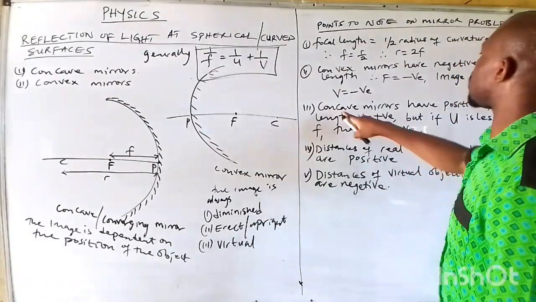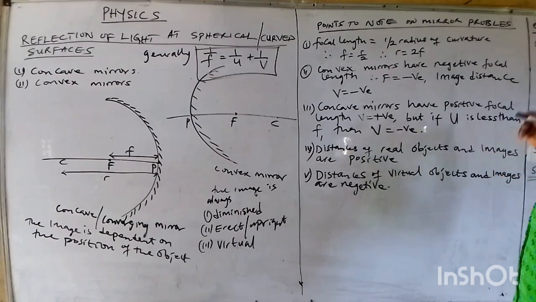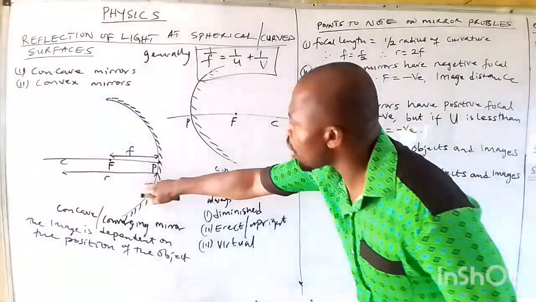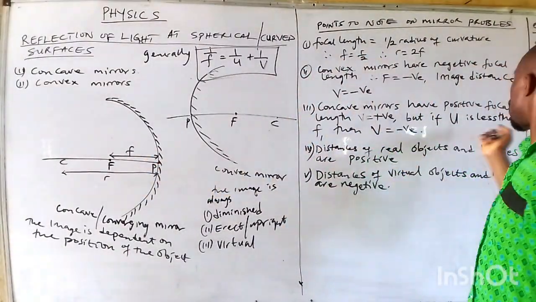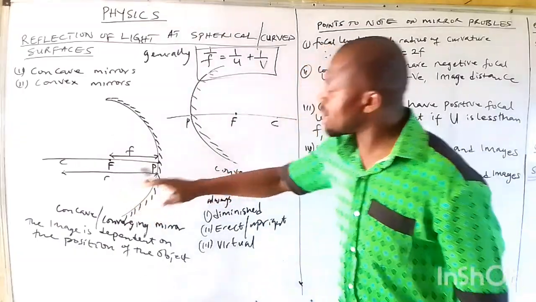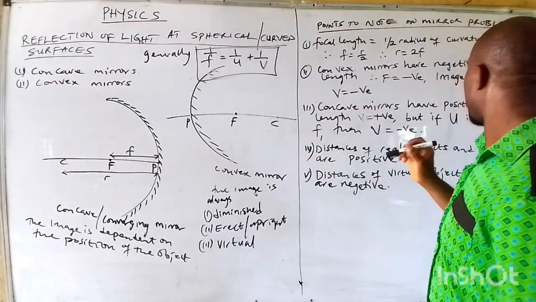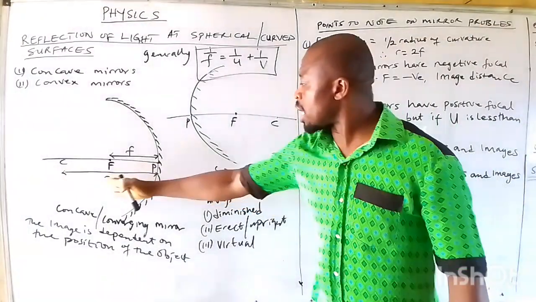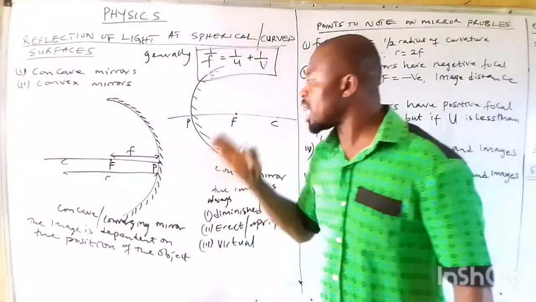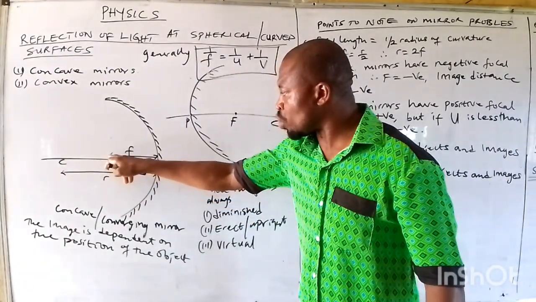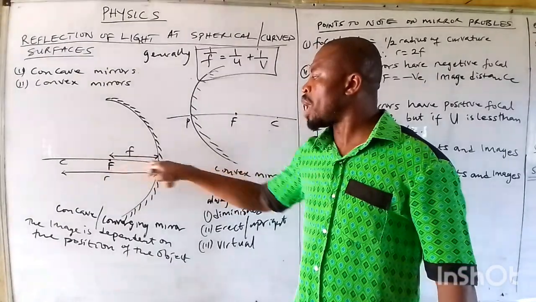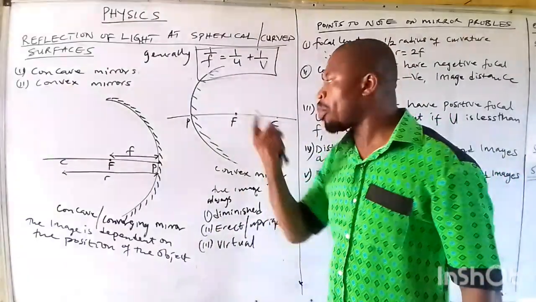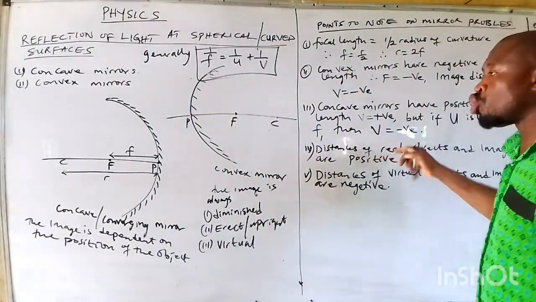Third point, concave mirrors have positive focal length. That means for a concave mirror, f is positive. But if the object distance is less than the focal length, that is, if the object is placed between f and p, then v will be negative, and the image produced is a virtual and upright image. That is the only condition for that.